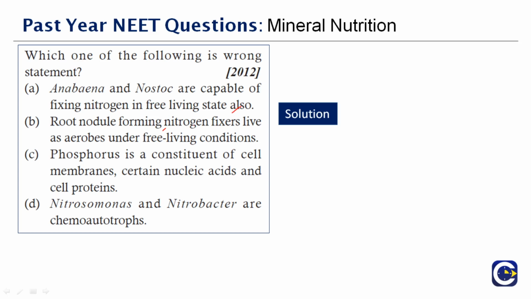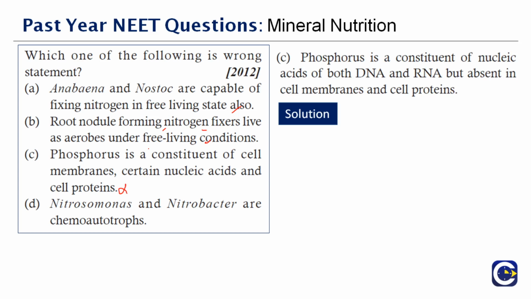Root nodule forming nitrogen fixers live as aerobes under free living conditions. This is also a right statement. I told you in the previous question that bacteria and fungi help in fixing nitrogen, and they live in association with the plant roots. Phosphorus is a constituent of the cell membrane, certain nucleic acids and cell proteins. Phosphorus is a constituent of nucleic acids, both DNA and RNA, but it is not a constituent of cell membranes and cell proteins. Therefore, the wrong statement out of the four is option C. Now you understand why it is that answer?